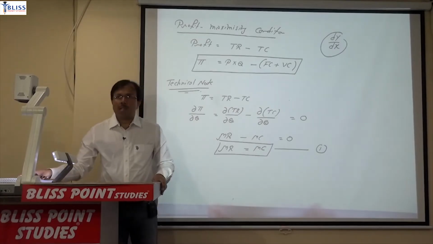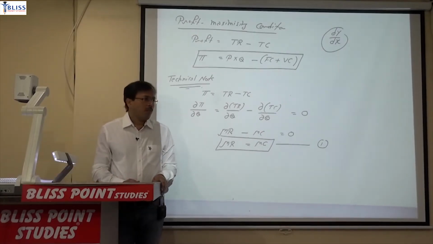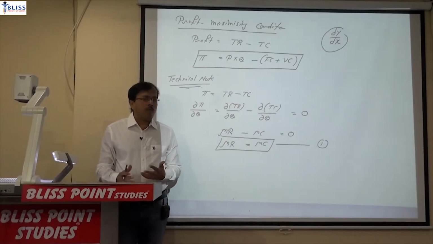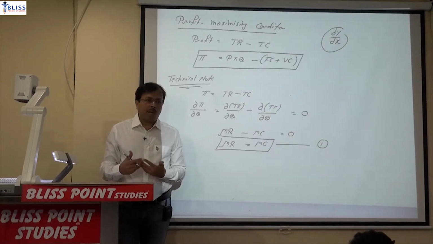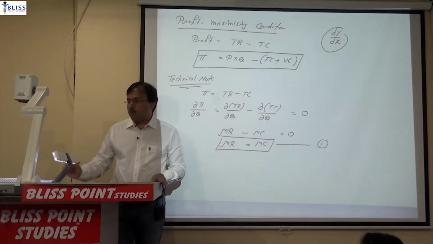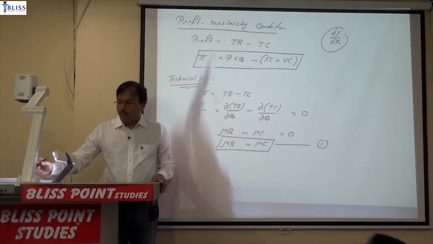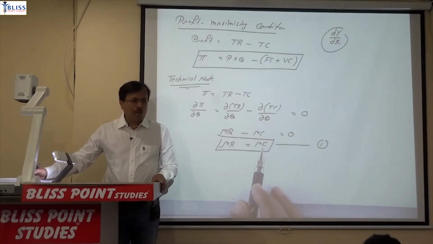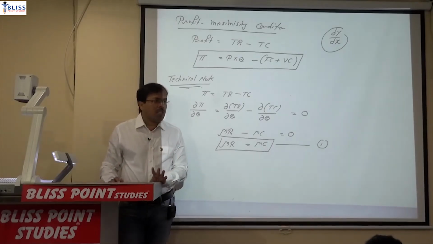So when profit get maximized? Profit get maximized when firm produces that much quantity where marginal revenue is equal to marginal cost. Firm profit get maximized when marginal revenue becomes equal to marginal cost. So this is your first condition.